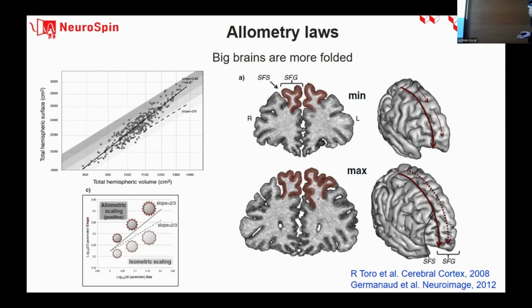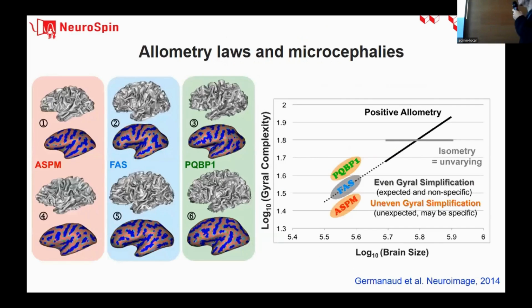So basically, if you want to compare two groups, for instance, patients versus controls or men versus women, if you do not correct for that, you may be completely wrong in the interpretation of your result. And just one example with an extreme case, microcephaly, so brains very, very small, 5, 6 standard deviations from the normal. And here, 3 kinds of microcephaly: the ones stemming from alcohol that we spoke about this morning, and 2 mutations.